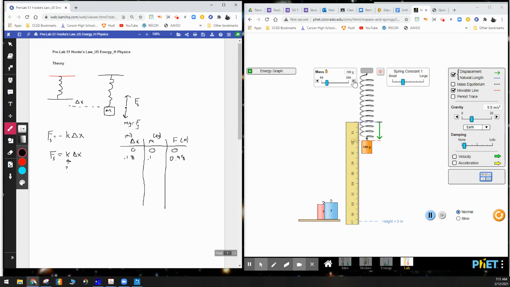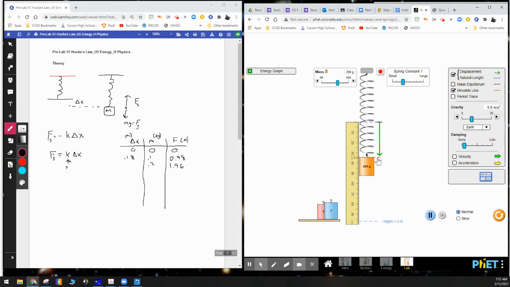Let's make this 200 grams. So now it's 200 grams. While this is coming to rest, we'll put down 0.2. And 0.2 times 9.8 equals 1.96, so 1.96 newtons.